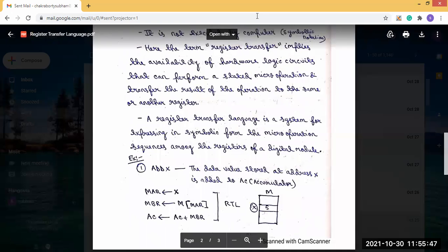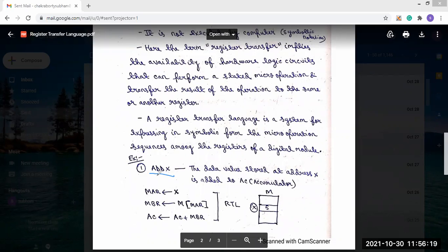Now we have written add x. What is this add x? X is the memory location, the address. The data value that is stored at the address X is added to the accumulator. Why are we saying accumulator?